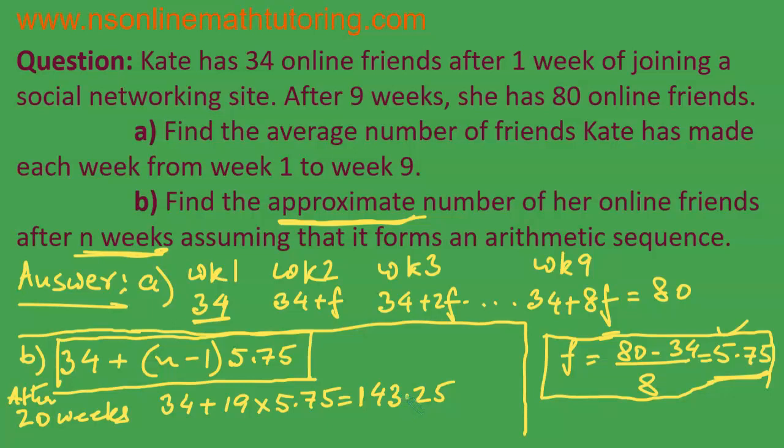So if the question is after 20 weeks, what is the number of friends that Kate is having, online friends? We will be approximating, we will be giving the answer as 143. I'm just rounding it off. Okay. I have to do that because I cannot give the answer as 143.25 friends. It does not make any sense.